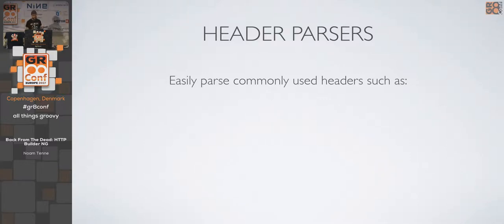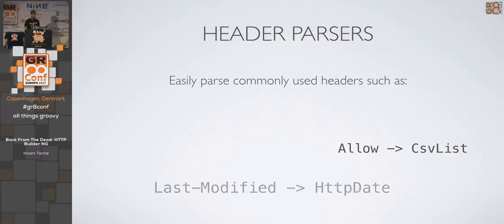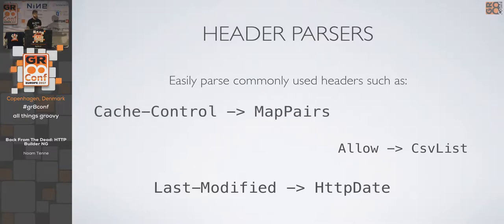So there's an automatic parsing mechanism, which basically takes typical headers and does the conversion to their data types for you already. For example, a list of allowed hosts would be converted to a CSV list type. Last modified, as discussed, will be automatically converted to an HTTP date. Cache control, if you're using caches, in the end gets translated into the map types, which means there are loads and loads of types of headers which you no longer have to parse by yourself anymore.